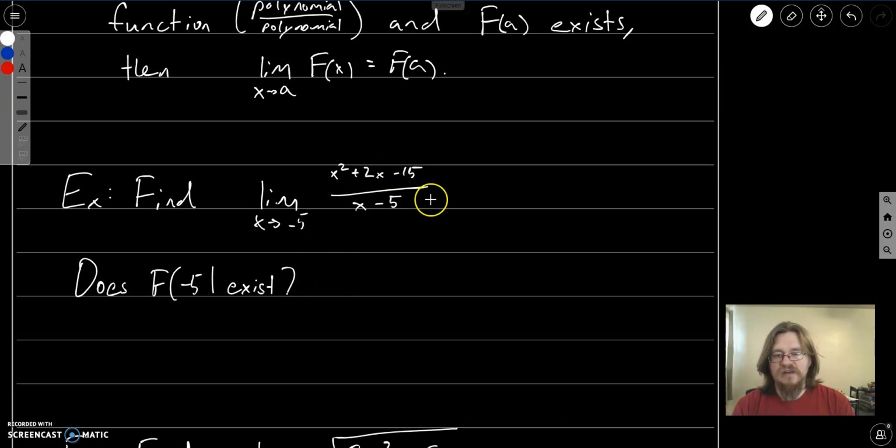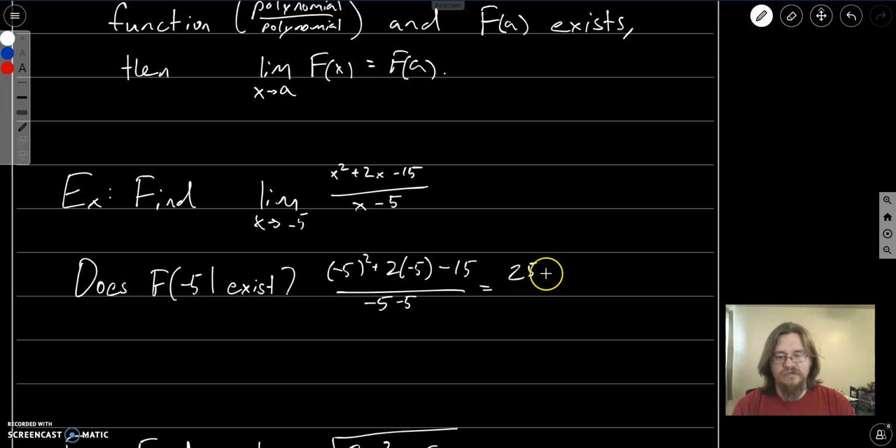So let's plug in -5 into here. So I'll take -5 squared plus 2 times -5 minus 15 over -5 minus 5. Simplify it. Again, we get 25 minus 10 minus 15 all over, let's just simplify that, -10. The top of the fraction is 0. The bottom of the fraction is -10, so this whole thing is 0. So yes, it does.